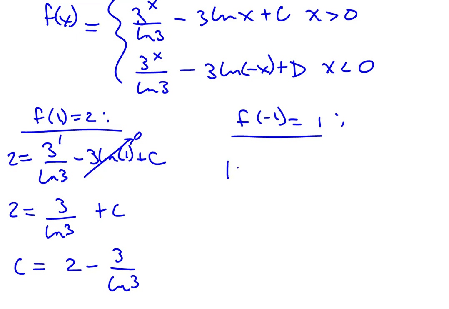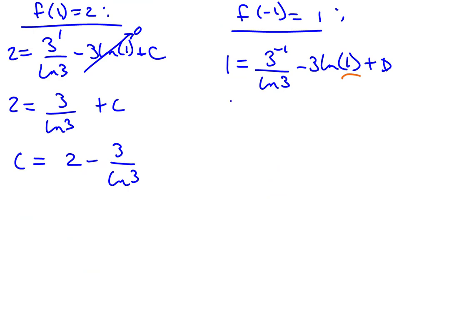We know the output is 1 there, so we'll say 1 equals 3 to the negative 1. We're plugging in now negative 1 for x. 3 to the negative 1 over the natural log of 3 minus 3 times the natural log of 1, because notice if you plug in negative 1 to x, but it was already negative x, that's like saying negative negative 1.